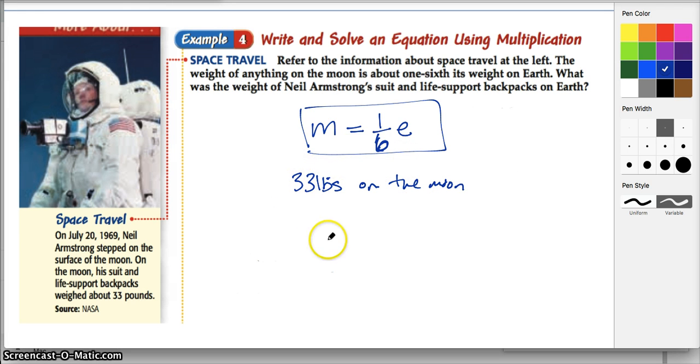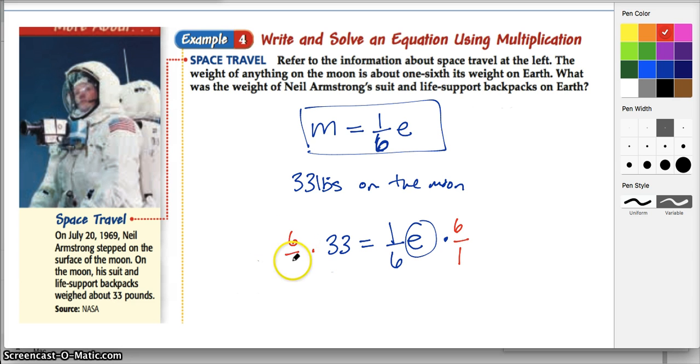So I'm going to replace the 33. So it was 33 pounds on the moon, which is 1/6 of its Earth weight. And so how do I solve this? Well, I've got a fractional coefficient of E. Who's bothering E? 1/6 is bothering E. How do I get rid of this fraction? Multiply by its reciprocal. So I'm going to multiply by 6/1.